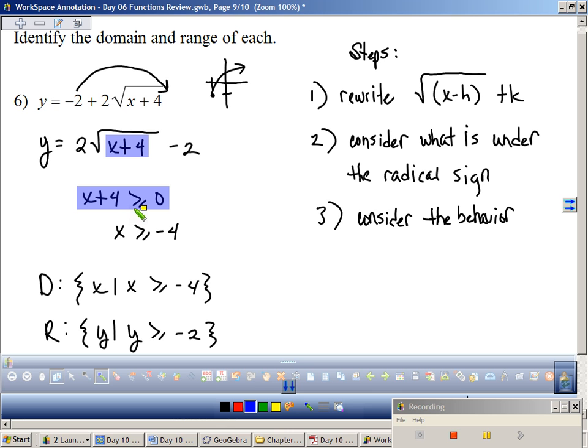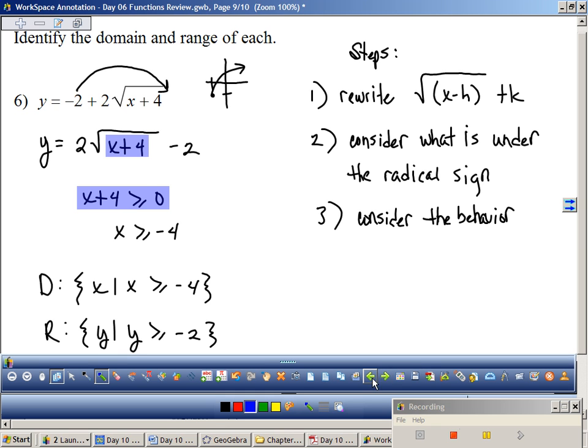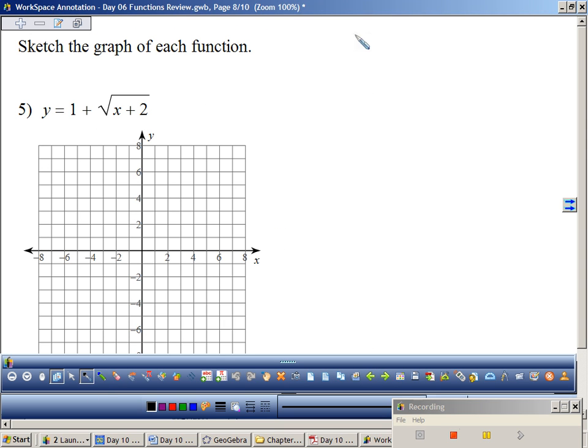Okay? We should have done the other one first. Let's go to the other one, okay? Because then it's got a graph associated with it. All right, let's go back to this one.